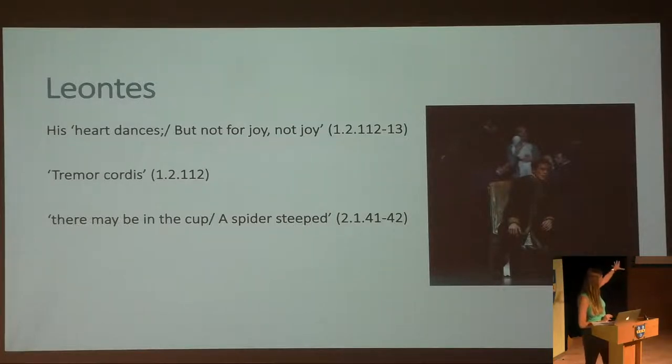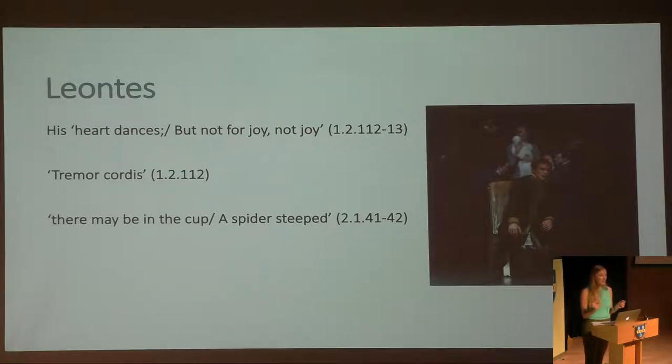Now that's an extremely well-known metaphor from this play where Shakespeare's discussing jealousy, and it's like this spider inside the cup that Leontes is drinking from. So the idea of that metaphor is that the jealousy is external. It's corrupting. It's like a parasite. It's not coming from inside Leontes.